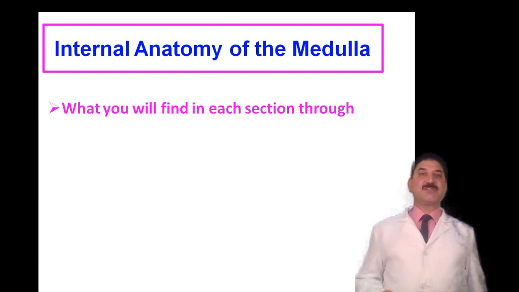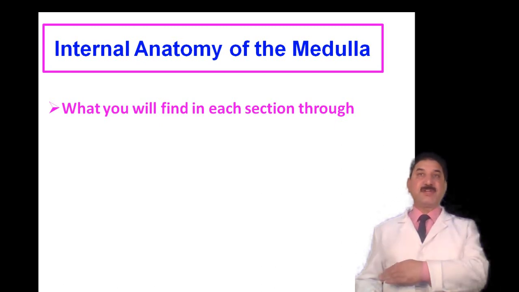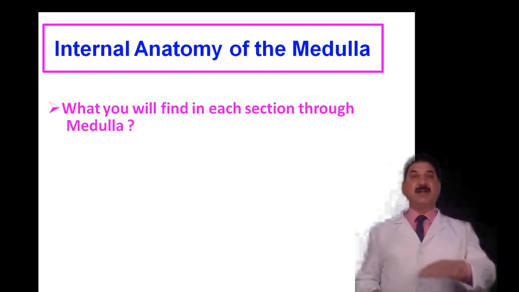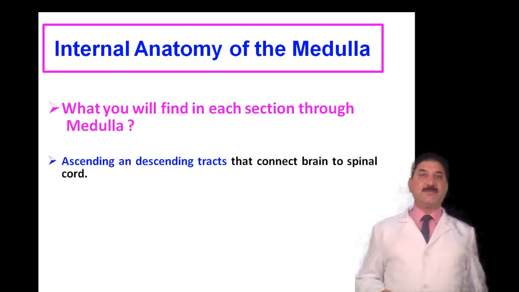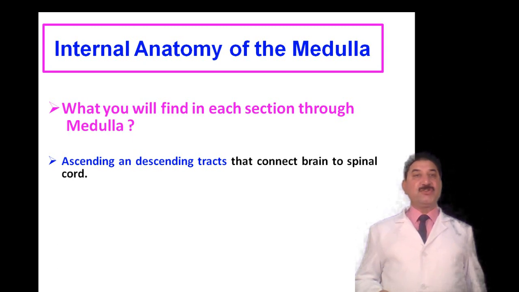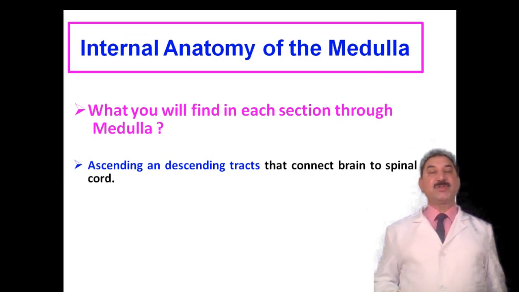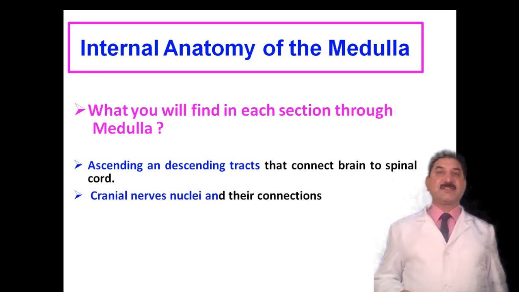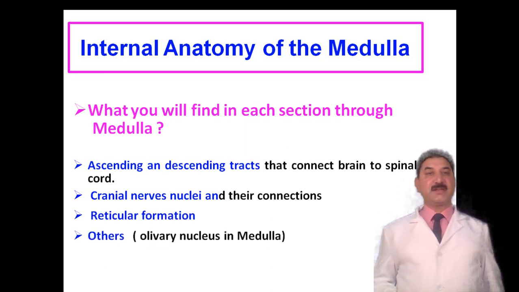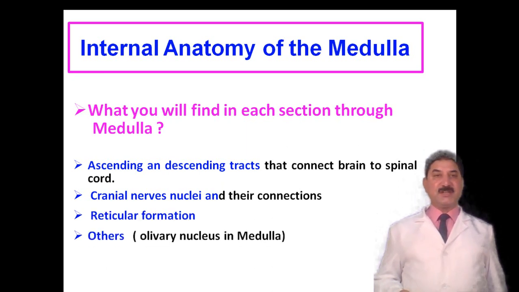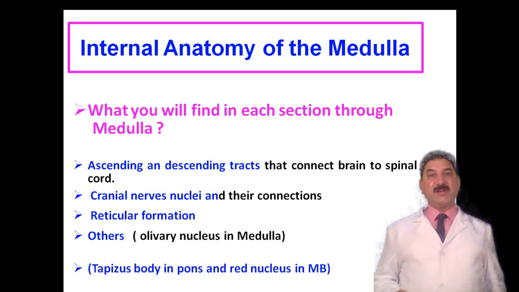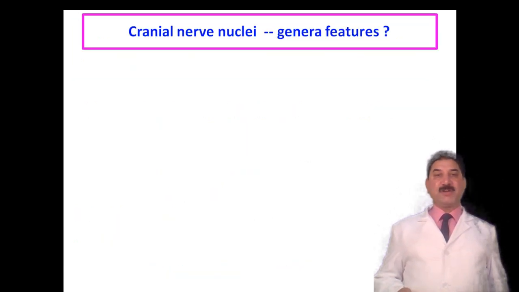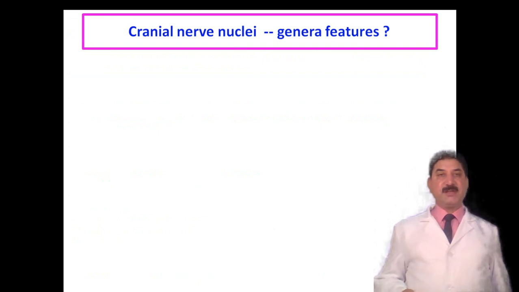Now let us go to the internal structure of the medulla oblongata. What do you expect if we take a section of the medulla oblongata? In other words, what is inside, what will you find in each section through the medulla oblongata? So ascending and descending tracts are there, as already said. We also have cranial nerve nuclei and their connections, reticular formation, and other nuclei like the olivary nucleus in the medulla, the trapezoid body in the pons and the red nucleus in the midbrain.